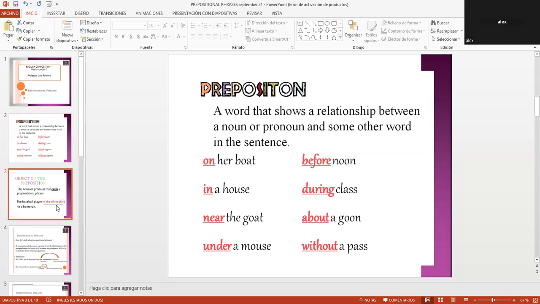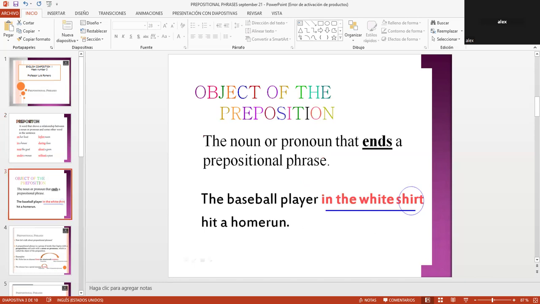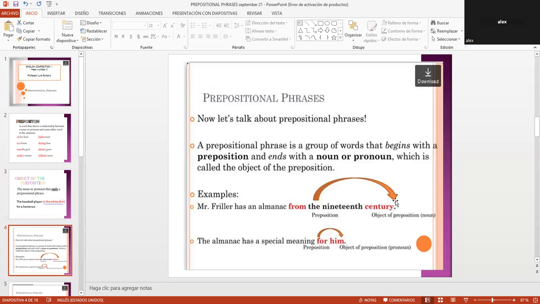But in this one, as you are affirming, you have the preposition and a kind of complement, which is describing the word shirt, which is the noun of this prepositional phrase. Okay, let's go on. Here you have an example.